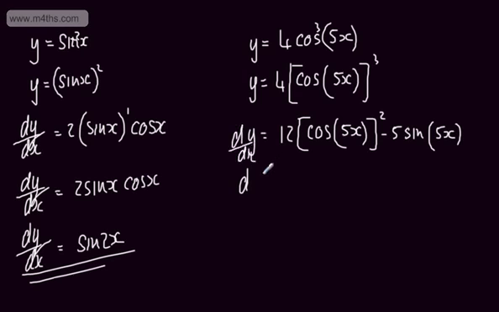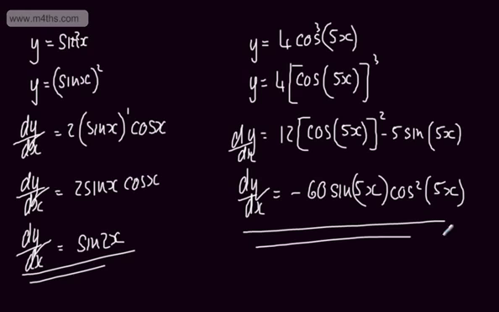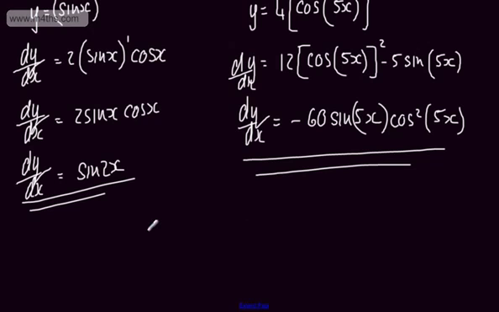So what we end up with is dy by dx, rather than just y, by the chain rule, minus 60 sine of 5x multiplied by cos squared of 5x. Now, as you can see, that's pretty involved. We've taken a function of a function of a function, and we simply used the chain rule. So let's look at another example.